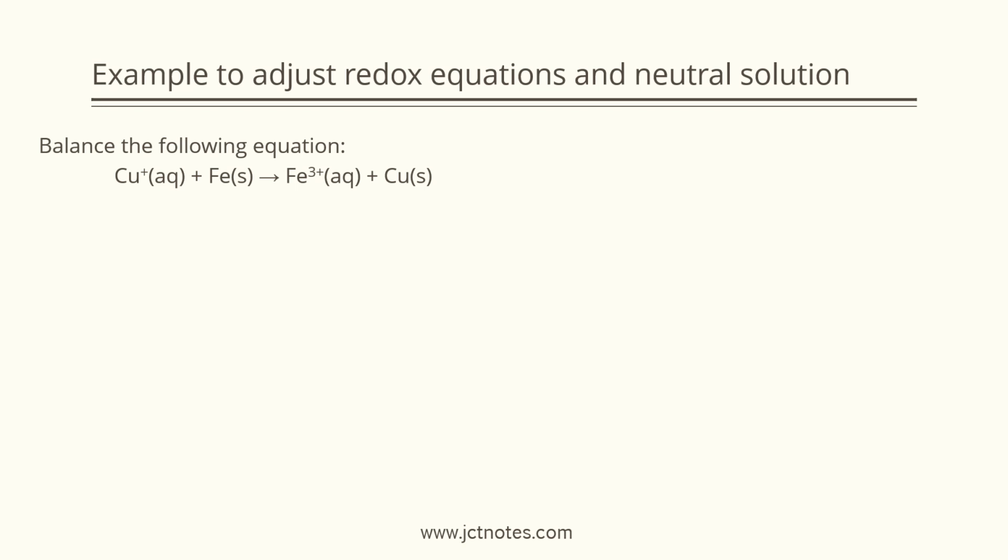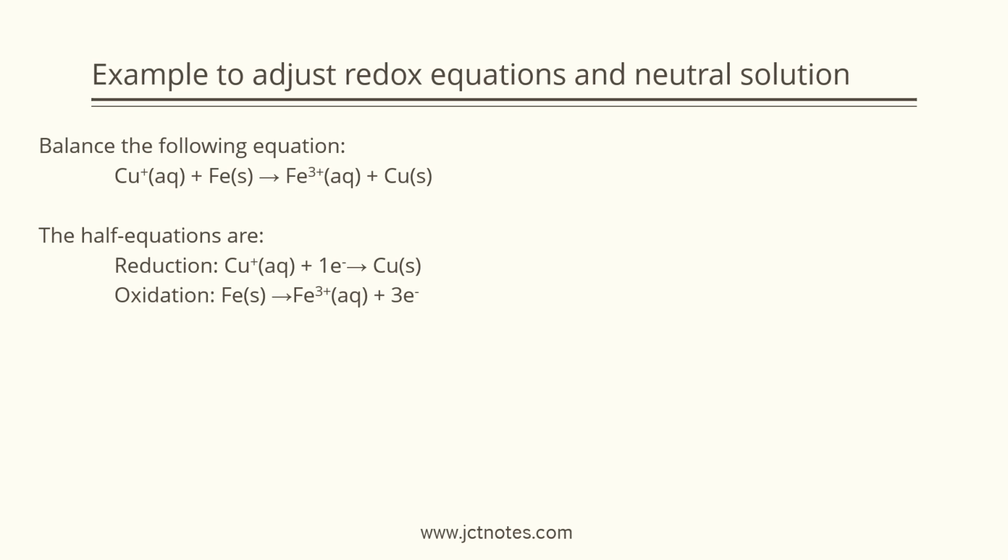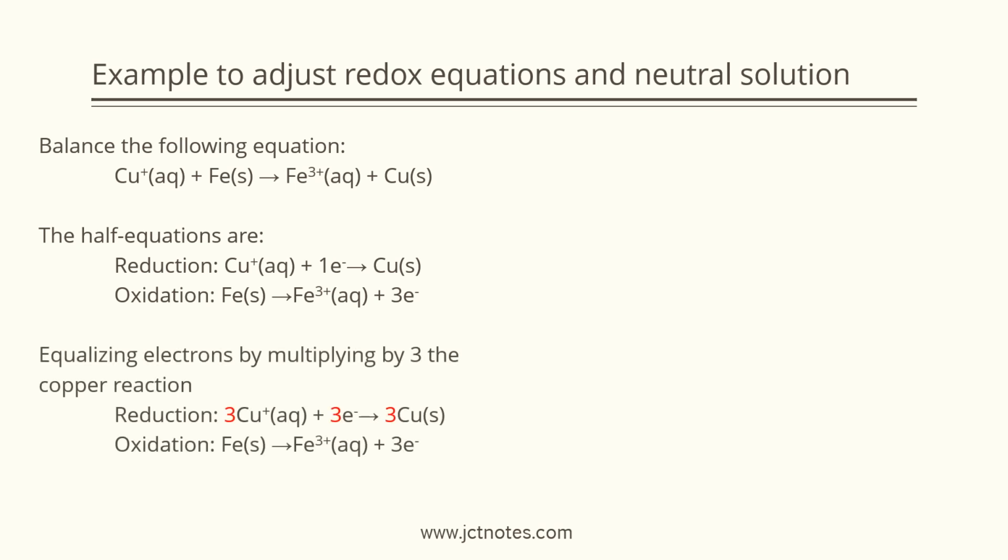Let's see how this is done with an example. We will balance the reaction of cuprous ion with iron to obtain ferric ion and copper in neutral conditions. The half equations are, reduction, cuprous plus 1 electron to obtain copper. Oxidation, iron to obtain ferric iron and 3 electrons. To equalize electrons, we multiply by 3 the reduction reaction. This will give 3 electrons in both half equations.